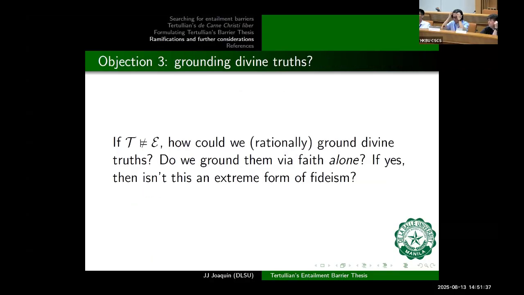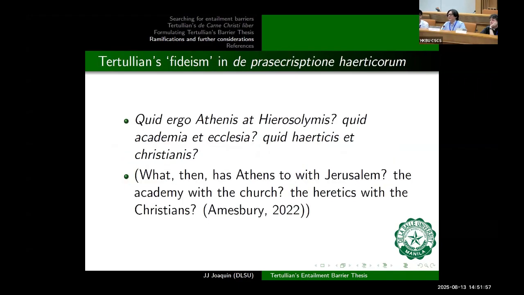Now, you might say, if Tertullian's barrier holds, how could we rationally ground divine truths? Do we ground them via faith alone? If yes, then isn't this an extreme form of fideism? Well, I'll say yes. If we're going for Tertullian's idea, he was an extreme fideist. To quote him, what then has Athens to do with Jerusalem, the academy with the church, the heretics with the Christians? So yeah, that's true. We have two truths.